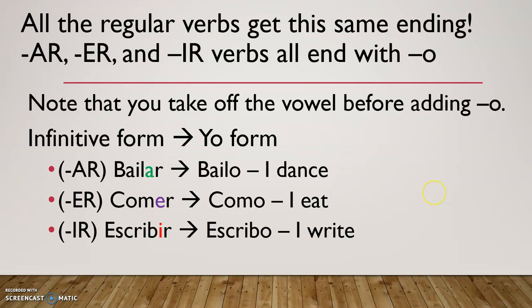So, bailar would turn into bailo, I dance. Comer would turn into como, I eat. And escribir would turn into escribo, I write. O, O, O. No matter whether it's an AR, ER, or IR verb, and also no matter whether you are a girl or a boy. When you're talking about yourself, yo, your verb ends with O. You can remember it because it rhymes. It's pretty easy.